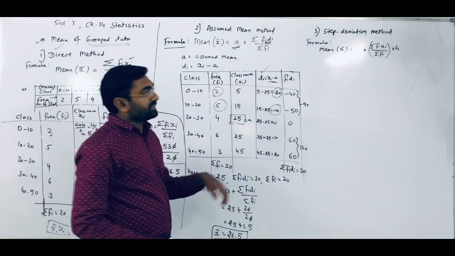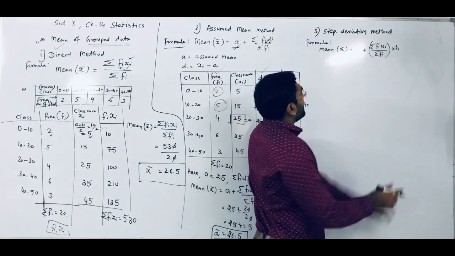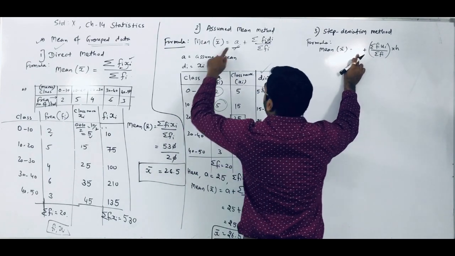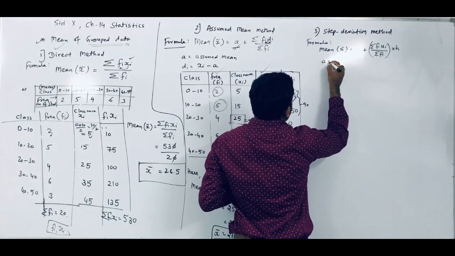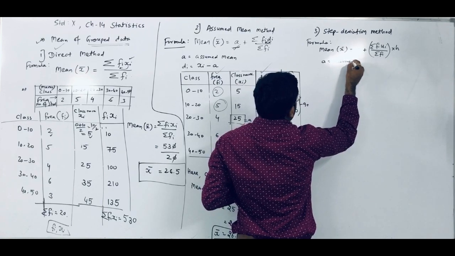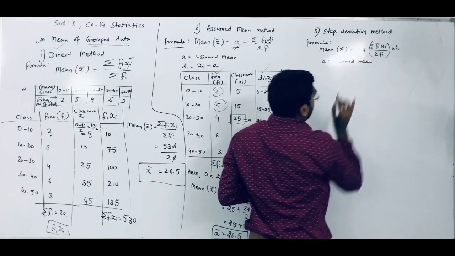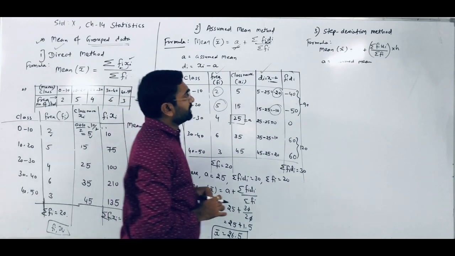That thing we already discussed. H means what? H means class size. Okay. So first of all, a we already defined as the assumed mean. A is what? Assumed mean. You have to assume the mean from the xi column or class mark column.